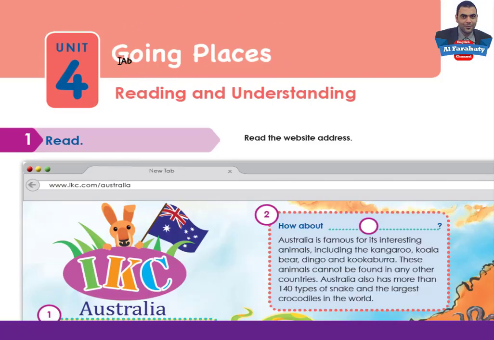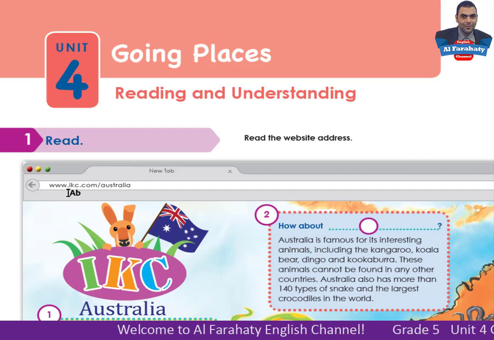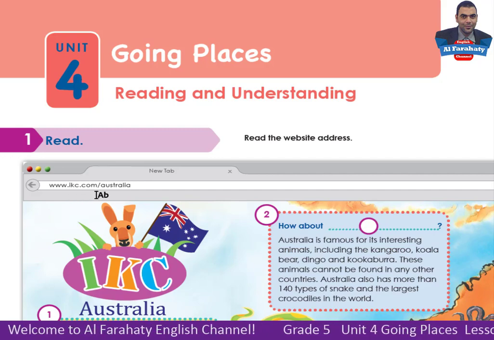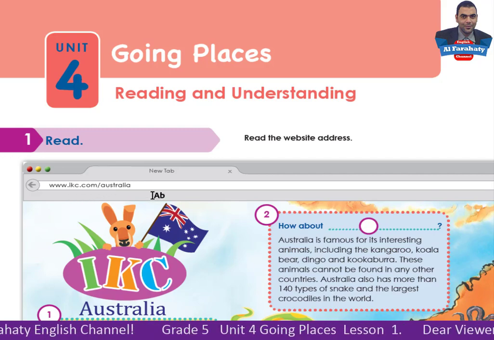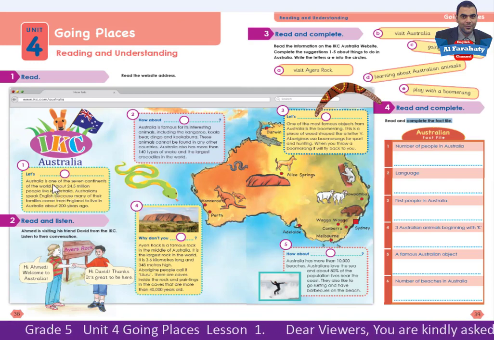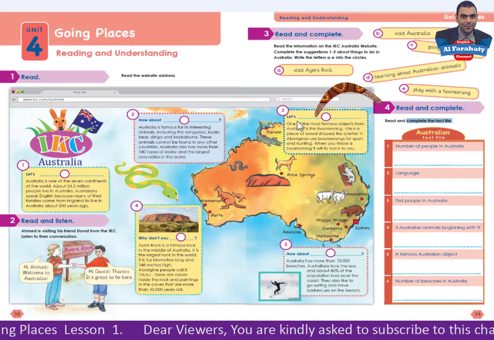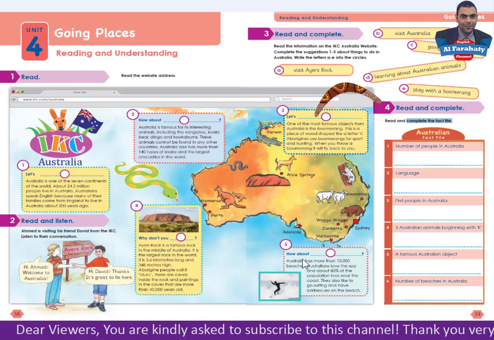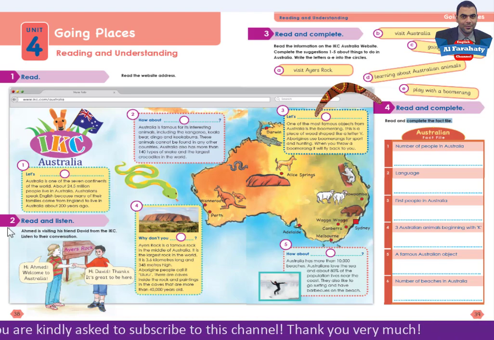Unit 4 Going Places. This is the title of the unit. Reading and Understanding section. Activity 1. Read the website address. Let's look at this web page. Here we have the website address www.ikc.com/Australia, and we have here some texts 1, 2, 3, 4, 5. Let's go to activity 2.